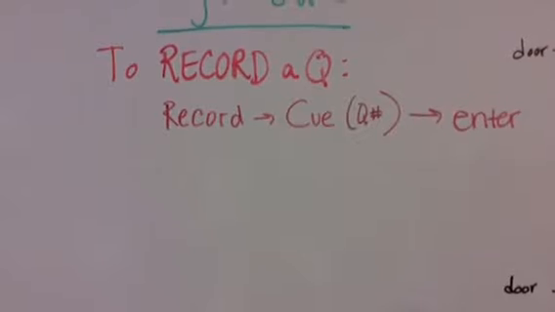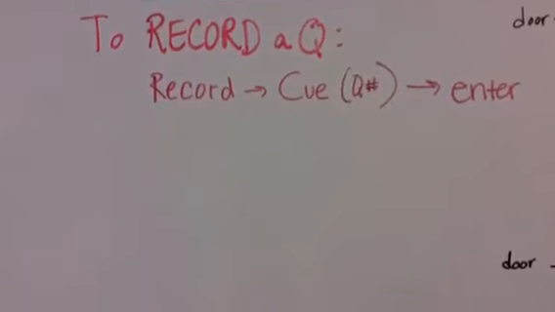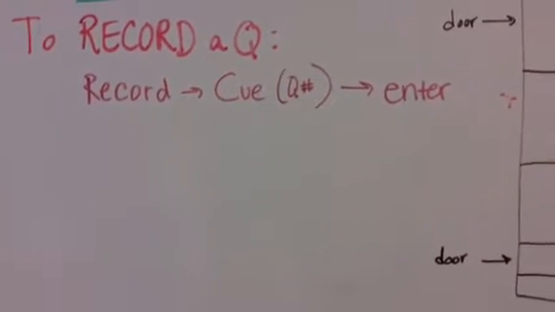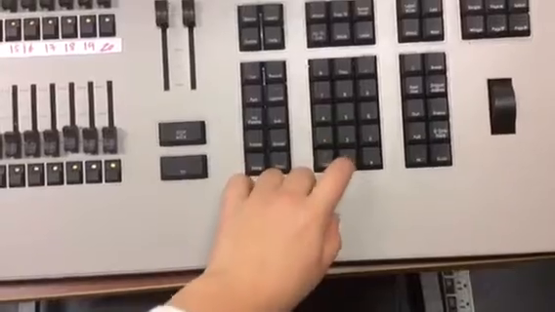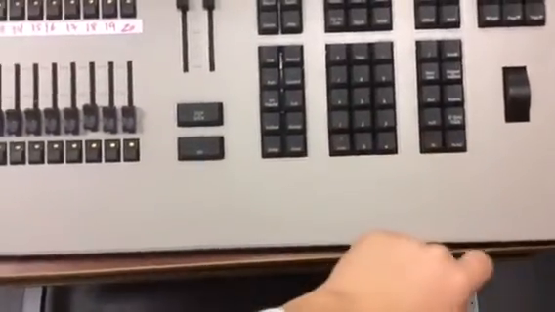Just to review, to record a cue, you're going to press the record button, then cue, then the number, then enter. Coming over to the board, record, cue, 205, enter. Okay, and that recorded 205.